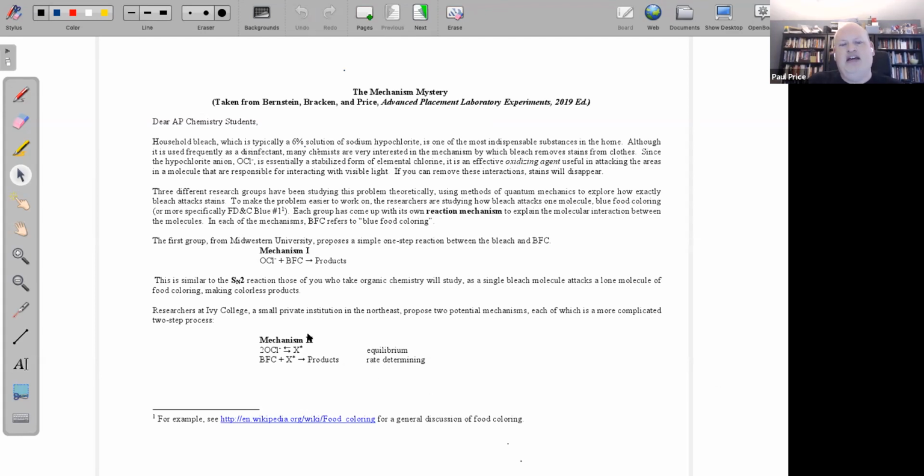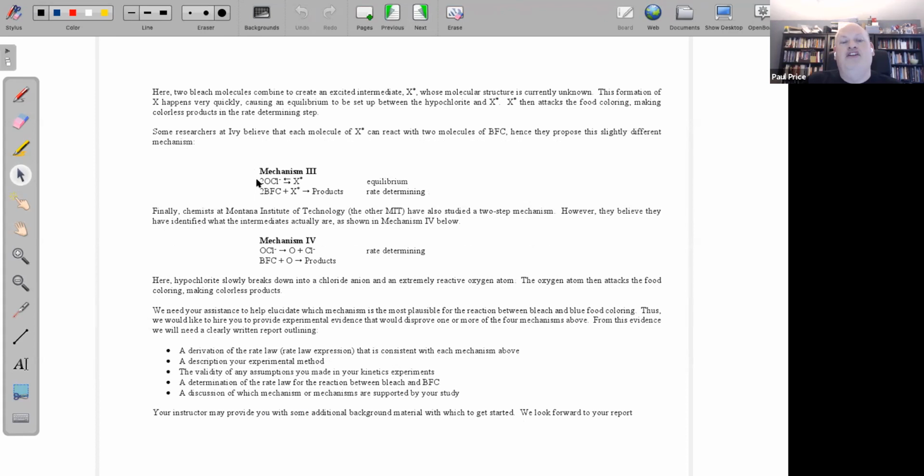In the second mechanism, it's a two-step process. In the first step, the bleach breaks apart into some molecule, which we'll call an intermediate, and then that intermediate reacts with the blue food coloring to make products. All right, that's what happens in the second step. In the third mechanism, the bleach then breaks apart to make an intermediate, but then two blue food colorings react with that guy to make products. And then in the fourth mechanism, what happens is that a bleach breaks apart into an O and a Cl minus, and that blue food coloring plus the O makes products.